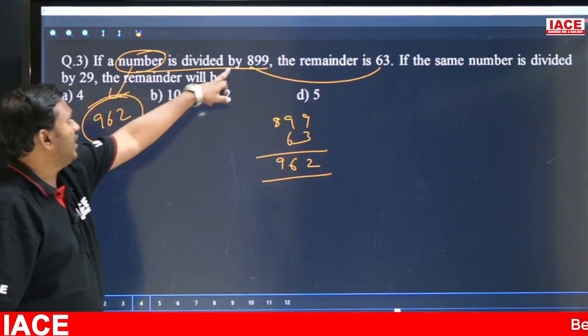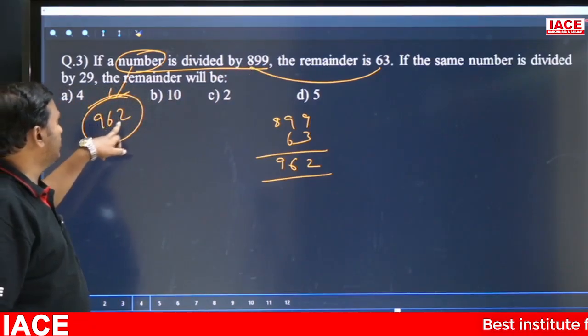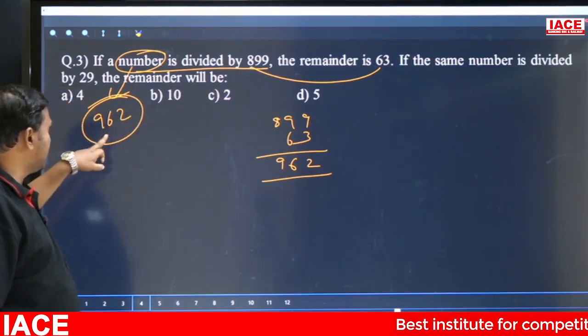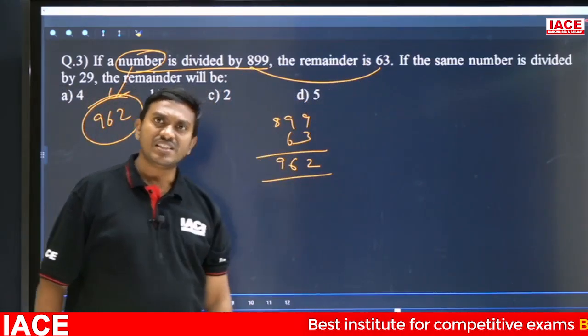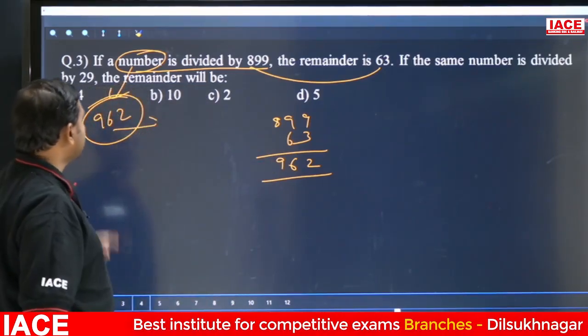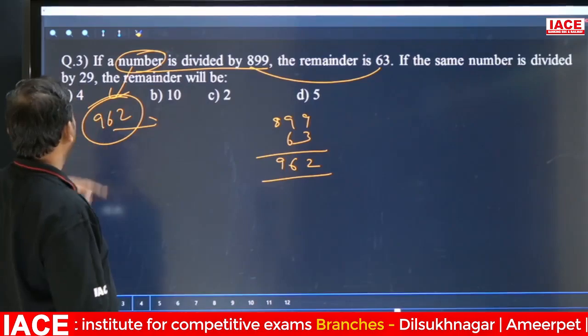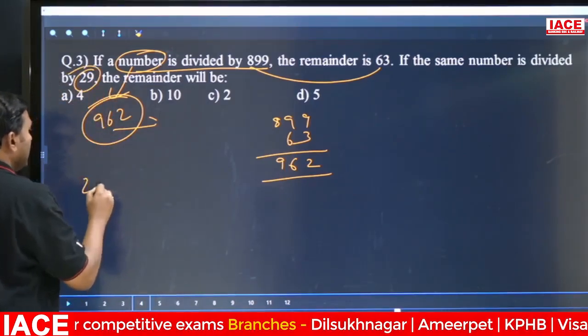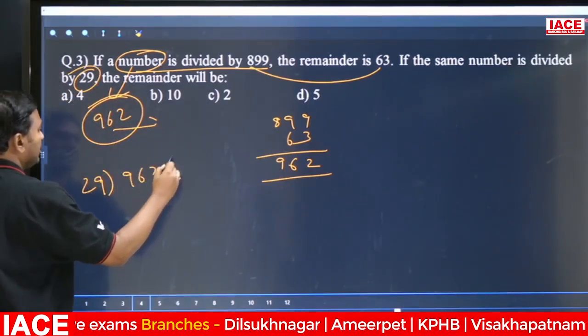Simply check. Divide 962 with 899. 899 once, then the remainder is automatically 63, or not? So the number is 962. The same 962 we have to divide with 29.